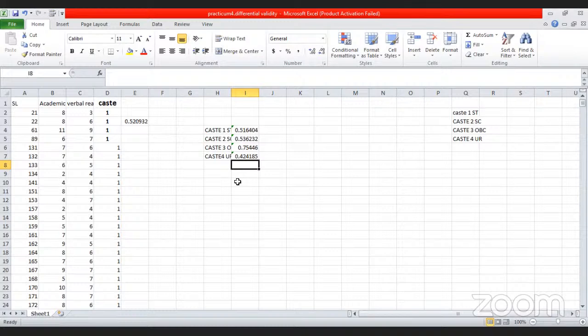That means we have to redesign the test again to make it bias free. So our purpose of making this differential validity is to check whether there is any bias or not. Is it clear up to that? Yes. Okay. Now we can do another thing, that is making the scatter plots for caste 1, caste 2, caste 3, and caste 4.